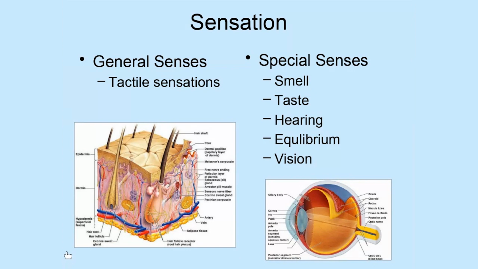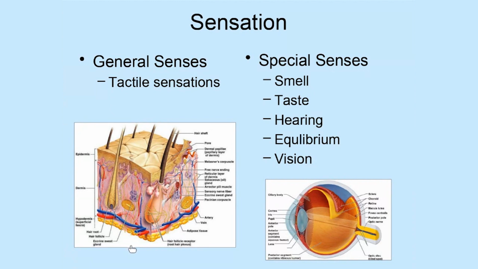So the first of these is what's known as general sensation or general senses. And this is our body's ability to pick up tactile sensations. So when I say tactile sensations, what that means is things that you feel with the skin. So that would be things like touch, changes in temperature, pressure, vibration, those things that are picked up by receptors in the skin. If you look at this diagram here, this one on the left, this is a segment of the skin, so hopefully it looks familiar to you.